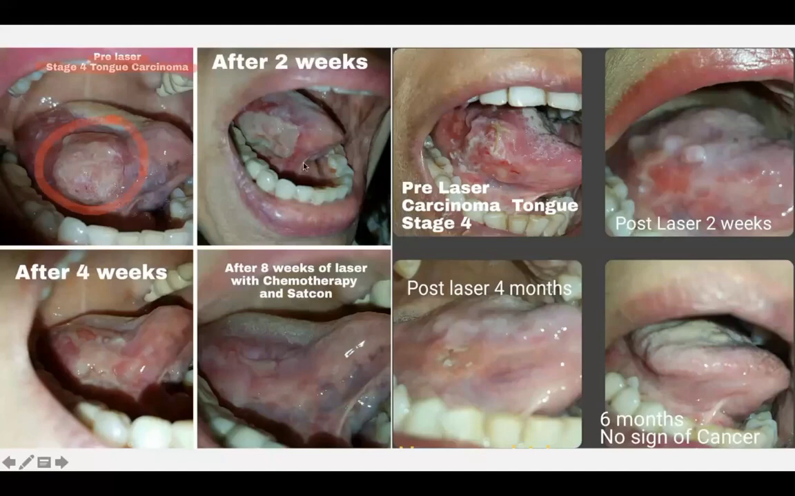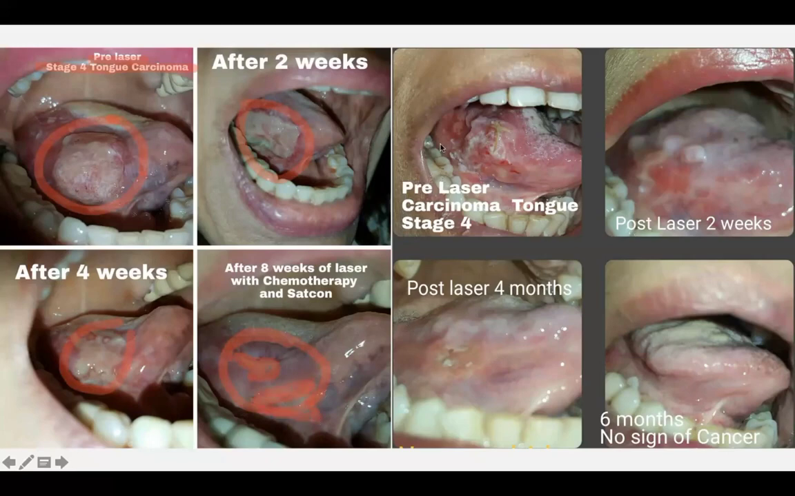After 2 weeks of the removal, it looks thick. After 4 weeks, it looks thick. And after 8 weeks of laser with chemotherapy and SATCON, there is some fibrosis in this area, the lateral aspect of the tongue. It looks like it's almost gone, with only this area remaining. And this reticular fibrosis is there.